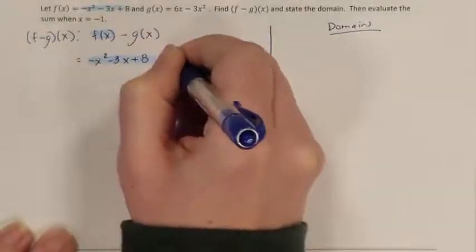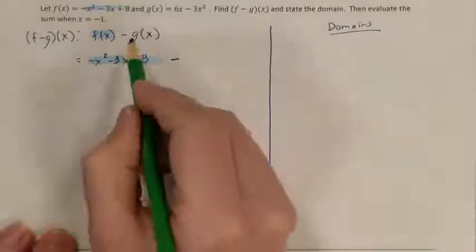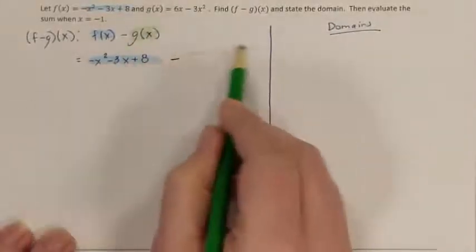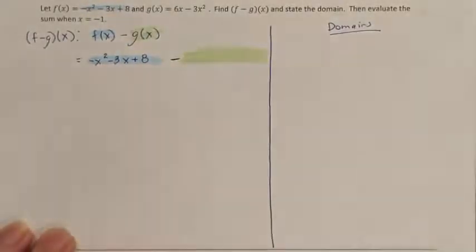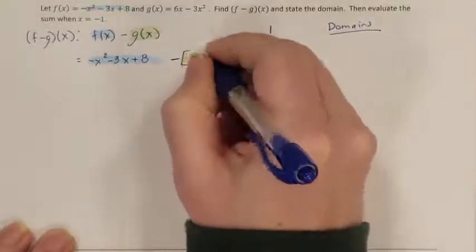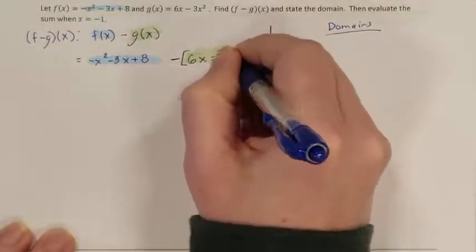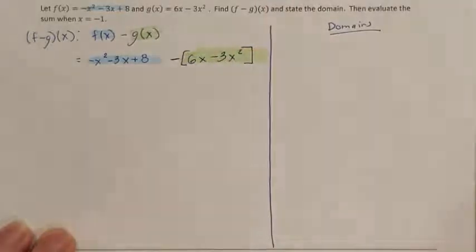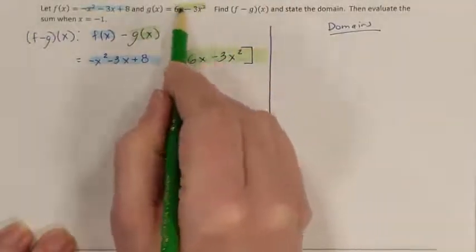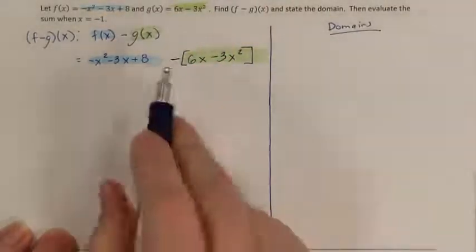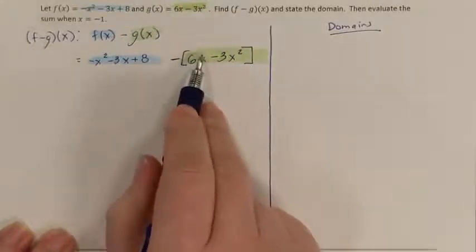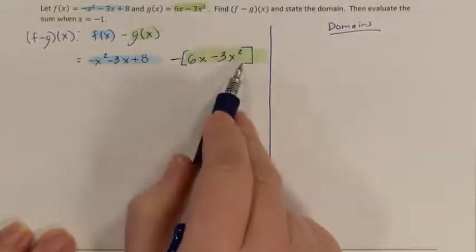And I'm told I need to subtract, and we're subtracting the entire g of x. So here is going to be my entire g of x, and make sure it's in a grouping symbol so you know that it is the entire g of x, and g of x was this green function right here. The most common mistake is students forget to distribute the minus into the entire g of x.